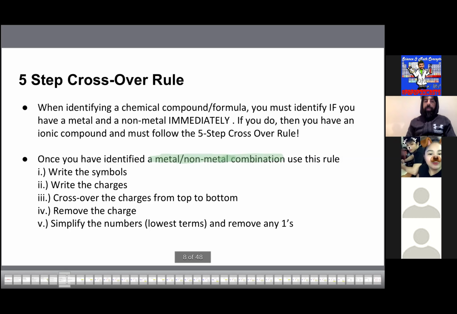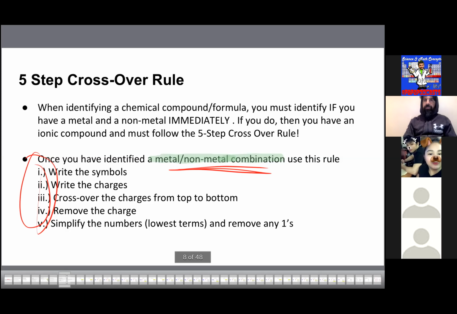So you can't use this 5-step crossover rule if you don't have that metal non-metal combination. Once you have that combination, then you can go about doing these 5 steps. And as you practice these 5 steps, you could do some of the steps in your head, and not worry about doing it step 1, step 2, step 3, step 4.